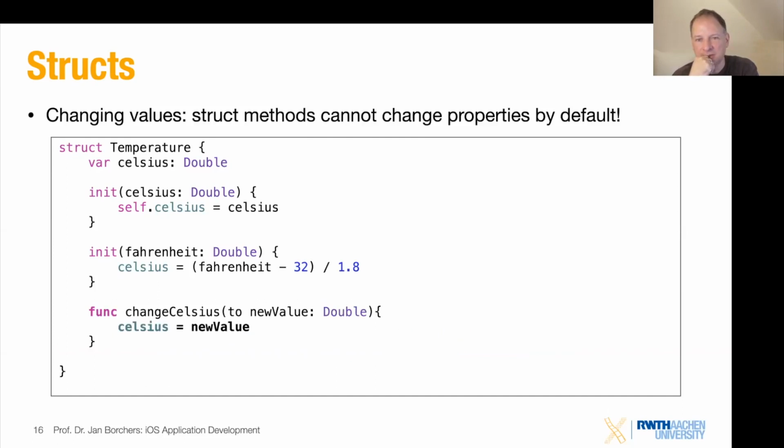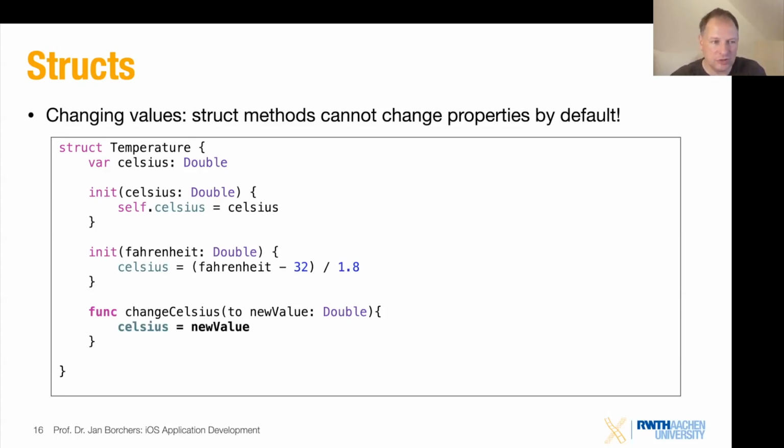You might think, because we just changed a member variable from outside, and that was easy enough, you might think, well, that's certainly also possible from inside, wouldn't it? Well, it's not. If you have a struct and you have a method as part of that struct, by default, these methods cannot change properties of that same struct.